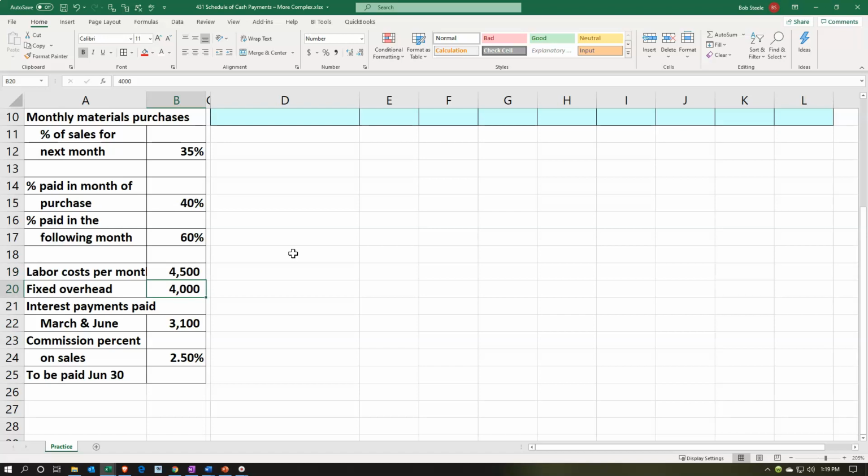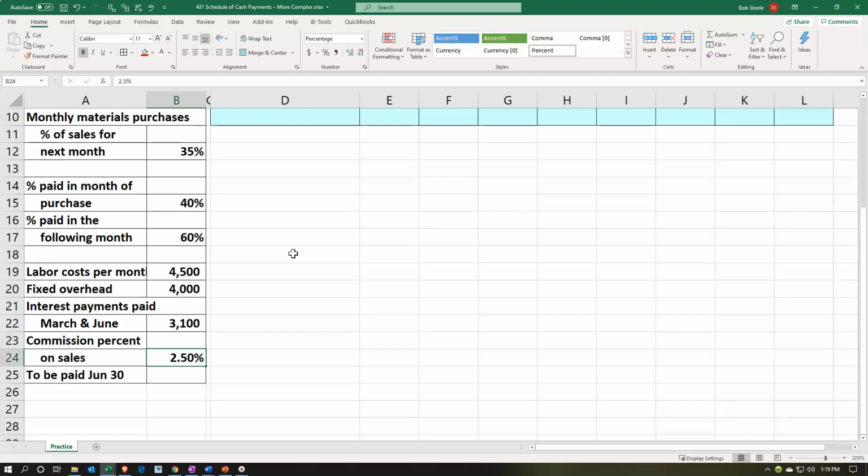Fixed overhead, we're going to say is $4,000. Often that will be fixed, like the rent, it will be the same from month to month. Then we've got some other items that sometimes on a cash flow basis will be periodic. They won't happen every month, such as interest payments. We're going to say that we have interest payments that become due in March and June. So notice these are going to be cash outflows that happen in March and June. Remember, under an accrual basis method, we would be recording the interest expense as incurred, not necessarily when the payments were being made. Here, we're doing a cash flow statement. Therefore, we need to figure out when the cash payments are being made.